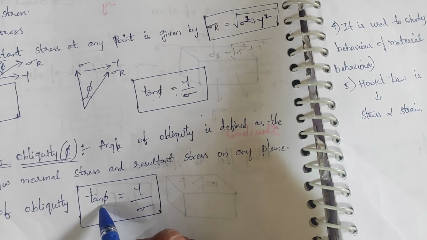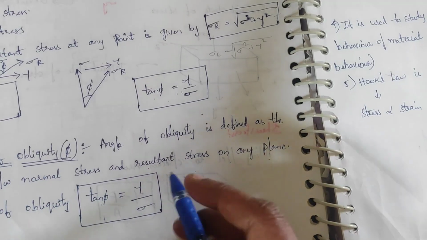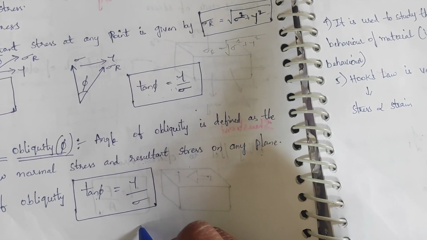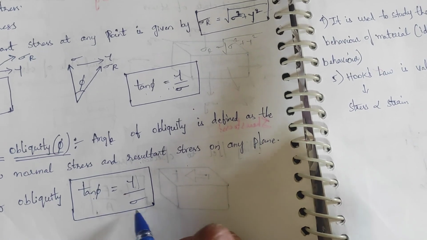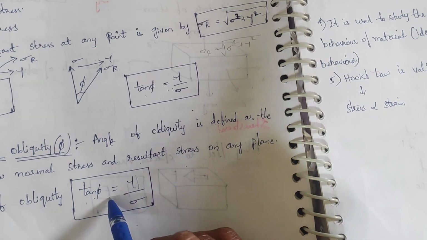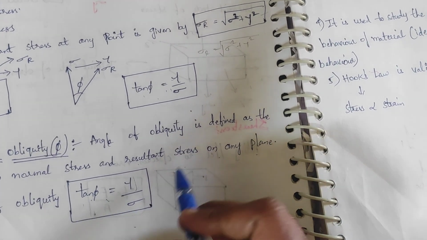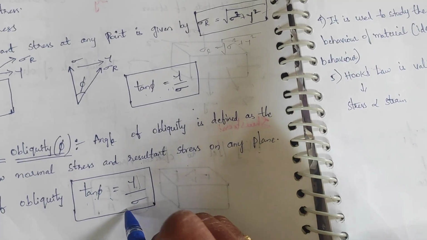See, for this angle of obliquity, problems are also given. They will be giving the tau and sigma, and they will be asking to find the angle. So we have to substitute the values in this.